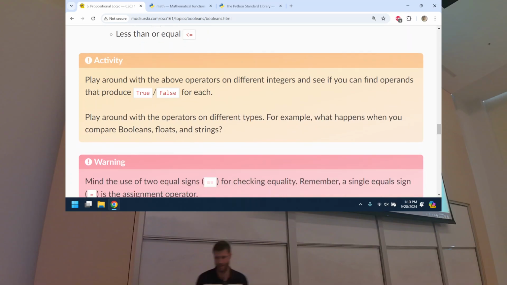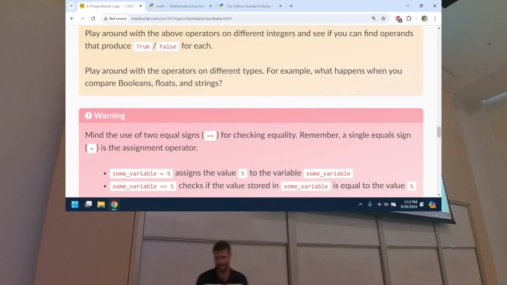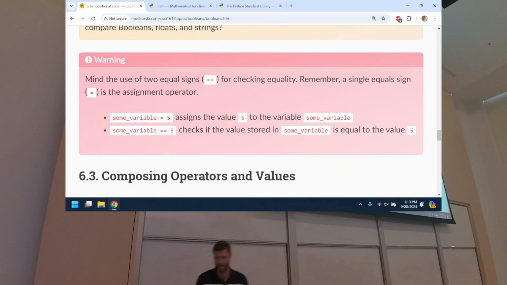So for the sake of time, I won't do this one. But yeah, mind the use of 2 equal signs when checking equality. Remember, a single equal is assignment. Some variable equals 5 takes the value 5 and puts it in the variable some variable. Some variable double equals 5 is an operator. That is a Boolean operator, a comparison operator. It checks if the value stored in some variable is equal to the value 5.